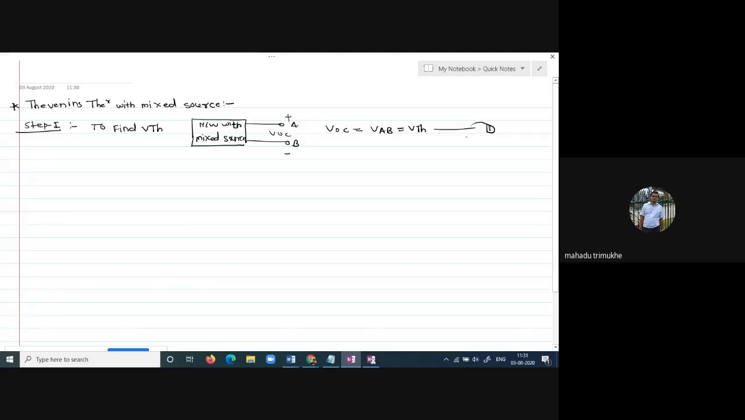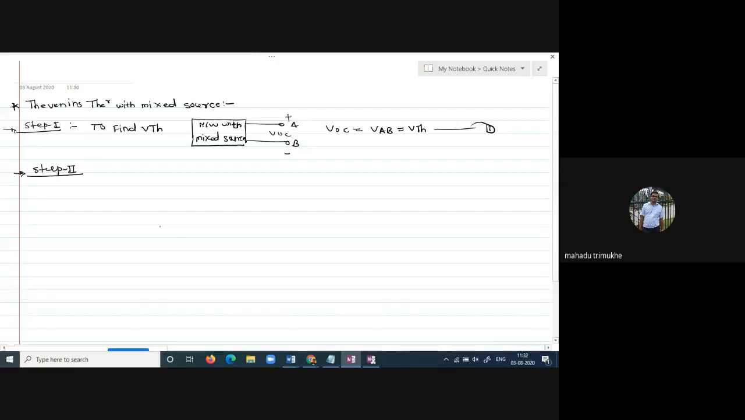Okay, that is equation number one. The same method we have to apply: remove the load resistor and calculate the voltage across the open-circuited terminals, that is VOC, which is VAB, which is your Thevenin voltage source VTH, right? Step number two is slightly changed in the mixed source. Just keep in mind, don't confuse the mixed source and the dependent source, right?